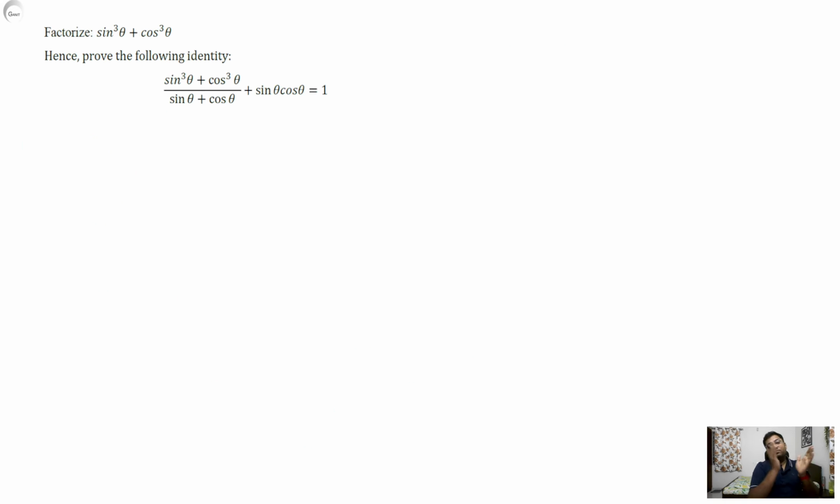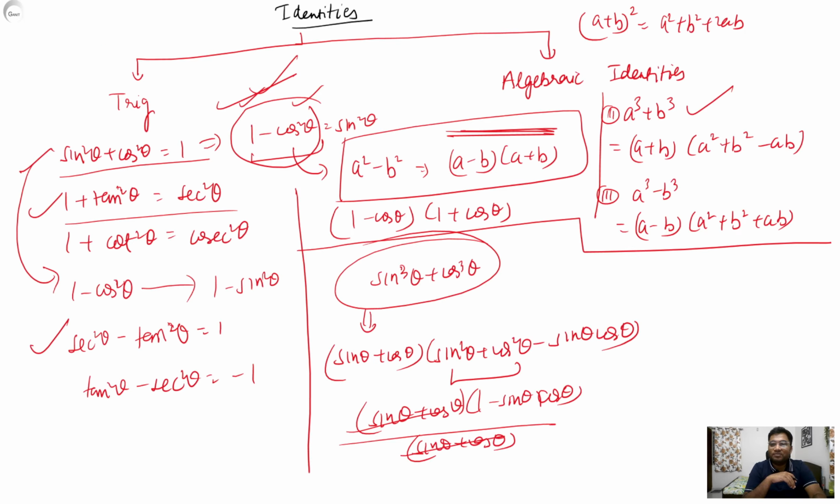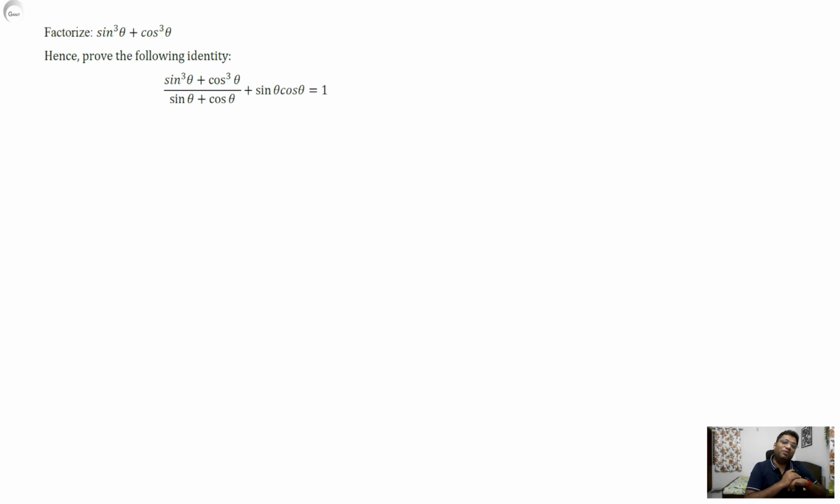So first I'm going to show you what I was blabbering about in my last video. This, my dear, a cube plus b cube is what we were talking about. And this is directly applicable in a question. Look at that, it's beautiful. The question says factorize sine cube plus cos cube and hence prove the following identity. That's amazing, right? So factorize sine cube plus cos cube. Where do we really factorize? Do we factorize in trigonometry? No. We factorize in algebra.